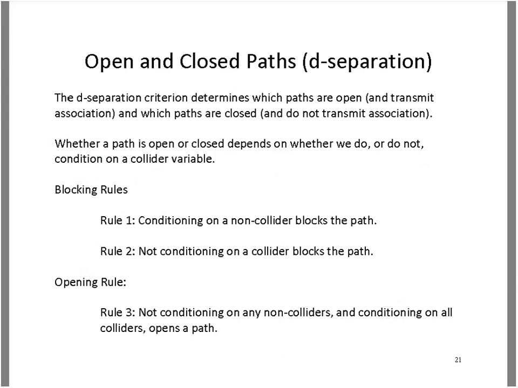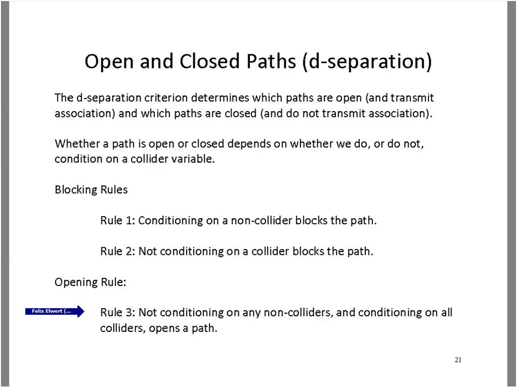So the famous D-separation criterion merely puts together the three rules that we've learned in order to determine whether a path is open or closed. Whether or not a path is open or closed depends on whether we do or do not condition on a collider variable. And it can be expressed in non-technical language using just three rules. The first rule is a blocking rule. It says that conditioning on a non-collider anywhere on the path blocks the path. Second, not conditioning on a collider blocks the path. Then the obverse of this is the opening rule. It says that not conditioning on any non-colliders and conditioning on all colliders opens a path.